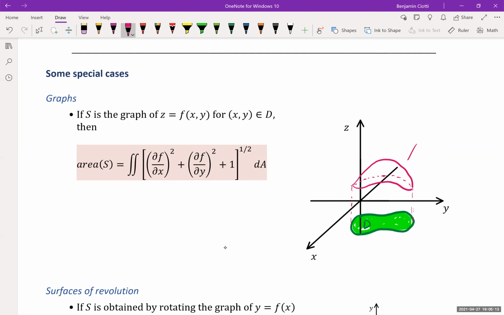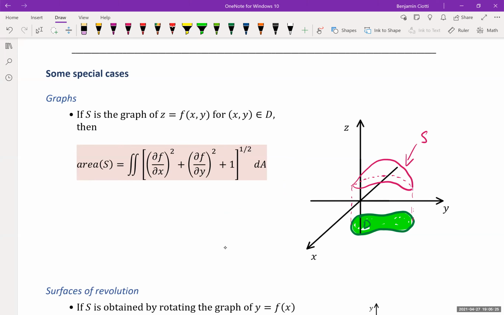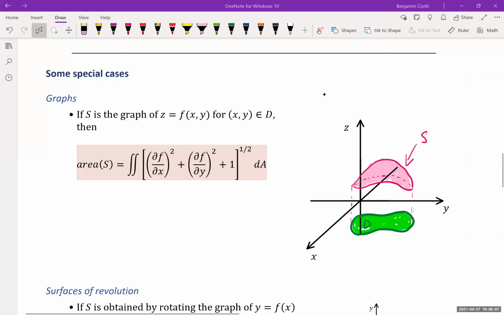Maybe there's the surface S, okay? And there's a formula for the surface area of S in this special case. And here's that formula. It's not that hard to derive, actually. I'm not going to do it here now. But it's pretty straightforward to come up with this formula using the previous surface area formula.